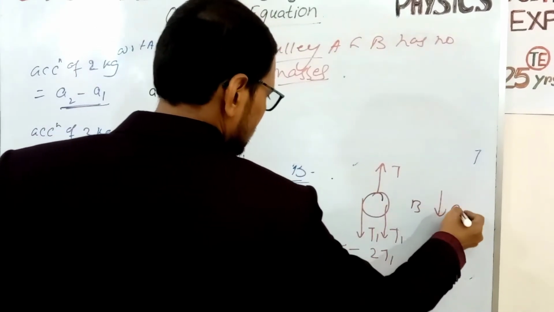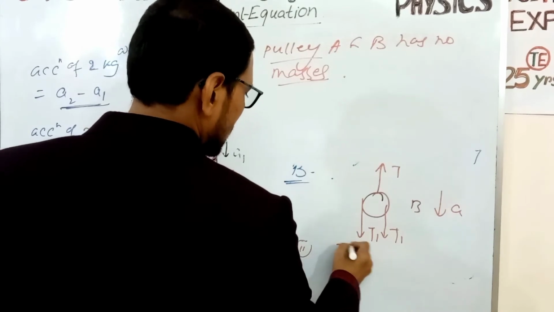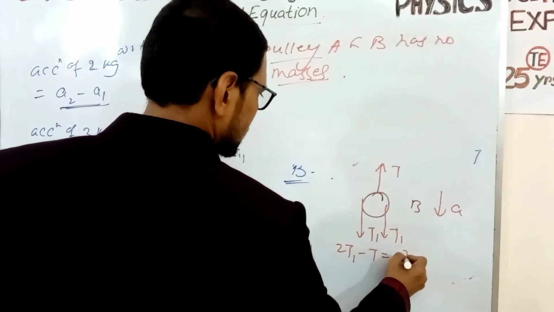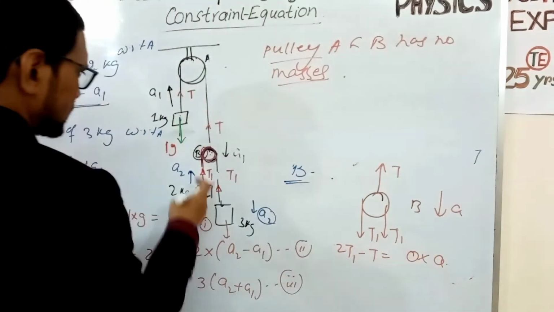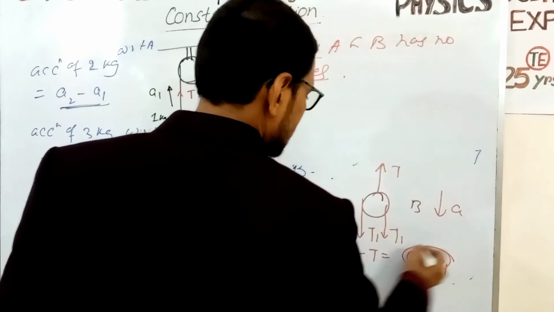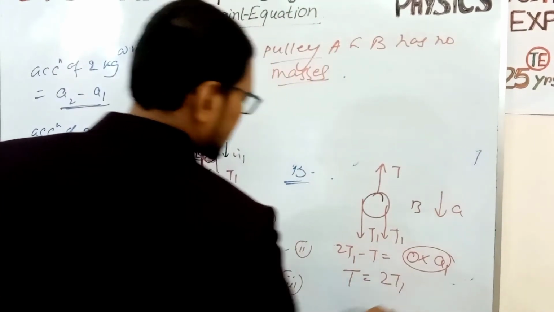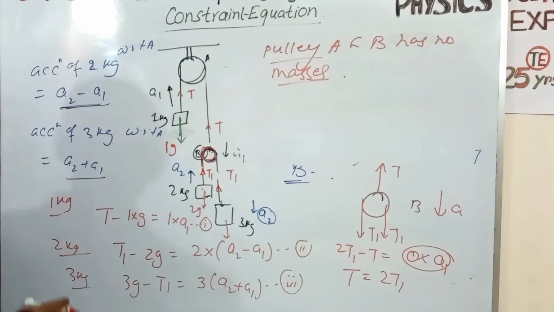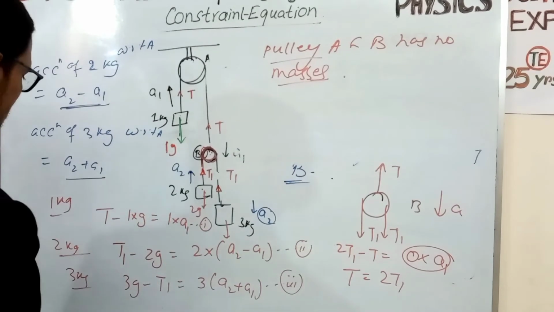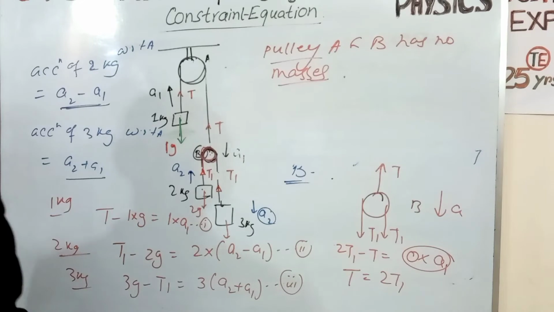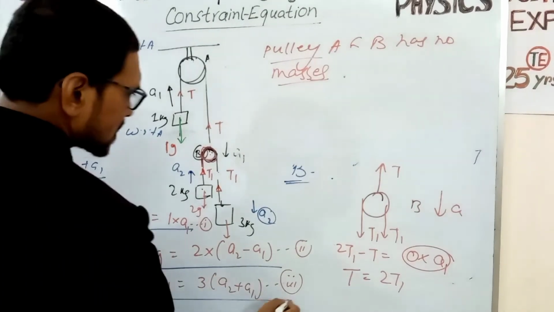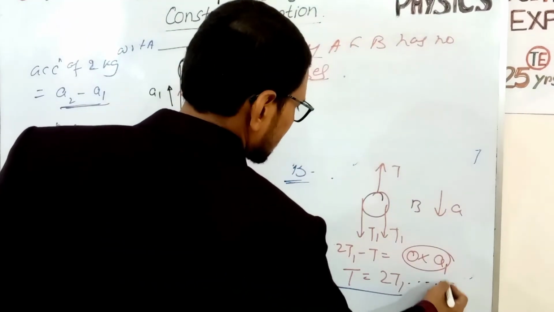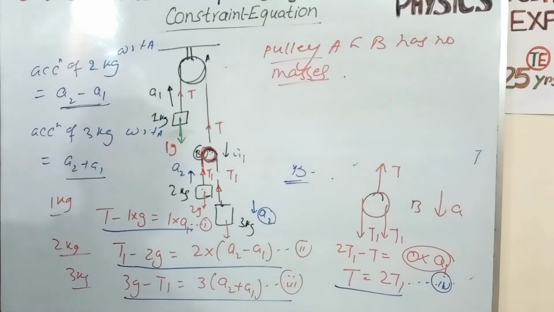suppose this pulley moves downward with an acceleration A. Now 2T1 minus T will be m times the acceleration. Here the mass of the pulley is 0, so 0 into (a2 plus a1) is 0, so that is T equals 2T1. So we get three equations. This is one equation, this is two, this is three, and another equation is this. So we can easily find a1 and a2.